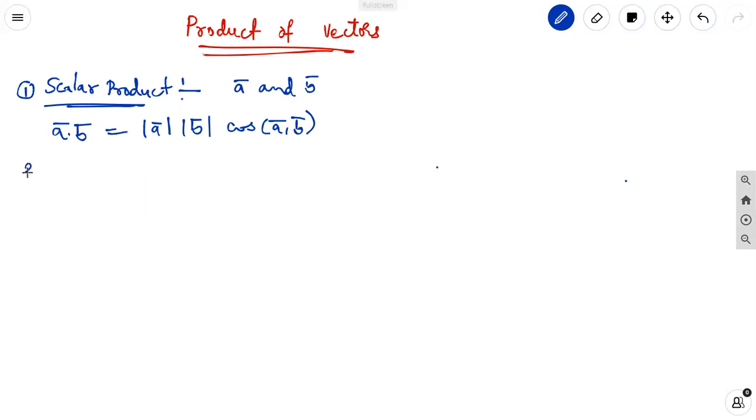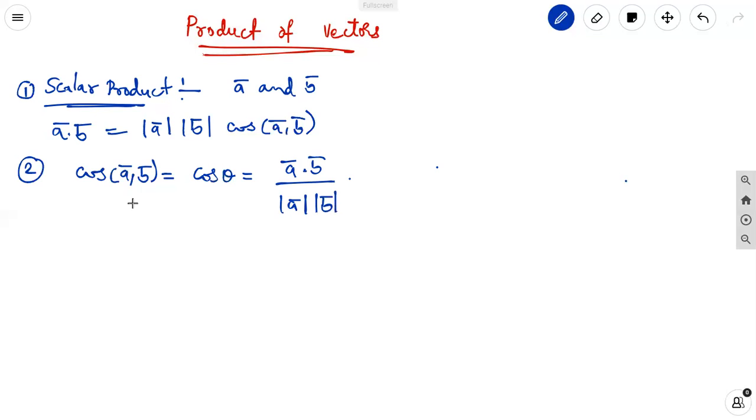The second point is, for the scalar product, the cos of A vector comma B vector means the angle between the two vectors. It is denoted by the angle theta. Then cos theta is equal to A vector dot B vector by modulus of A vector into modulus of B vector. It is the angle. From this only we are getting it.